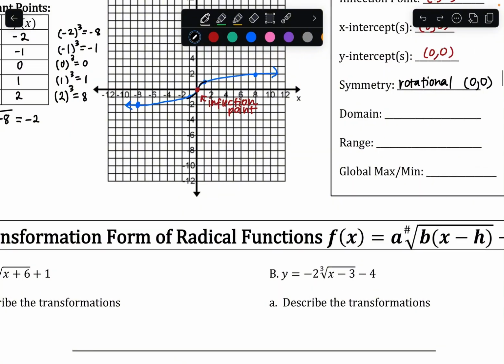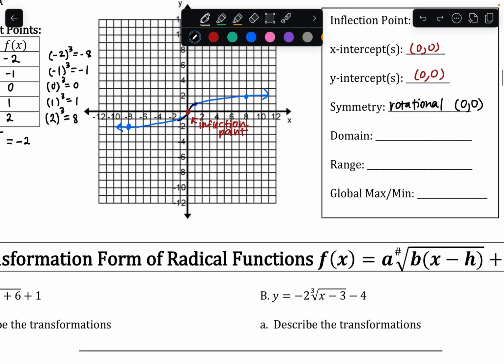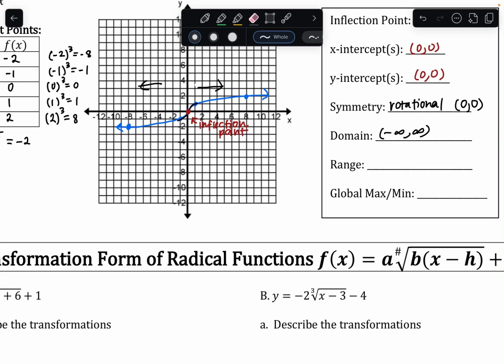And then our domain and range are actually really easy because this function behaves much like a line. It's going forever to the right and forever to the left. So our domain is -infinity to +infinity. And then it is also going down forever and up forever. And so our range is also -infinity to +infinity.